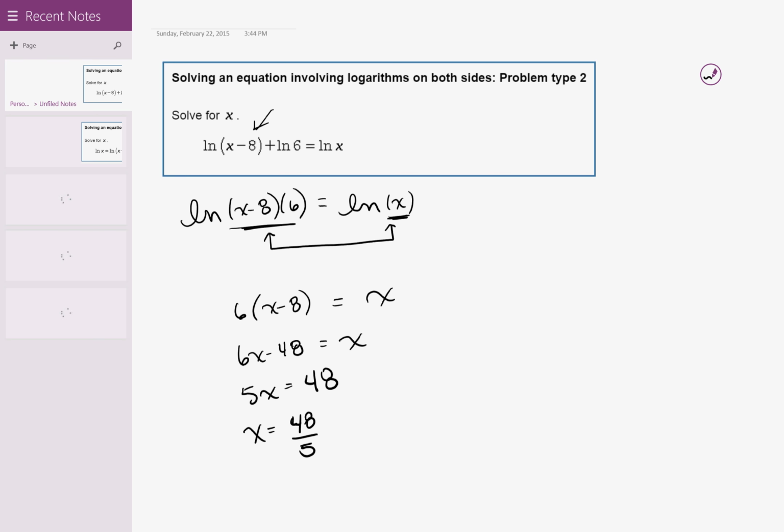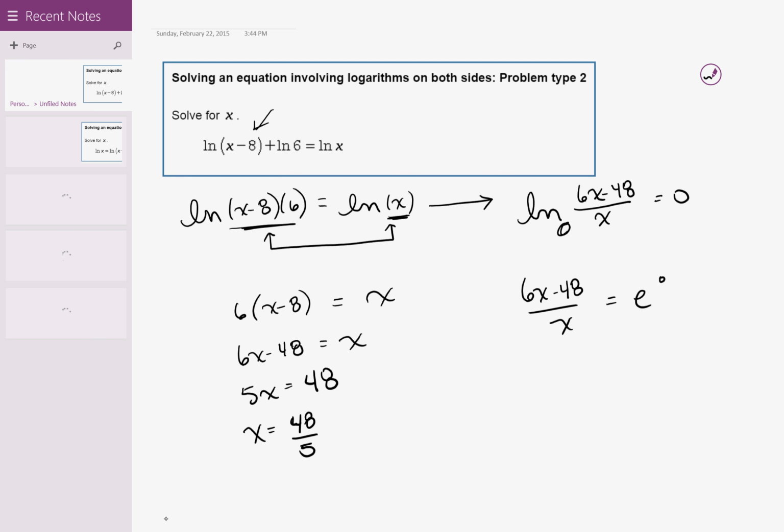Okay, I want to show you how to work this if we combined it. So if we went from here, this would be the ln of, we'll say, 6x minus 48. I'll go ahead and do that multiplication. Subtracting the ln of x from both sides, that gives me this is equal to 0. And that means that 6x minus 48 over x is equal to e to the 0.